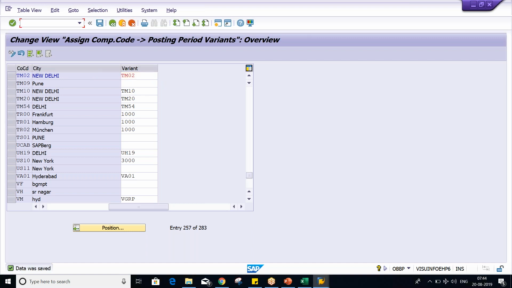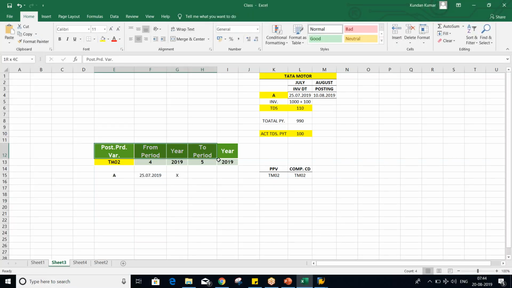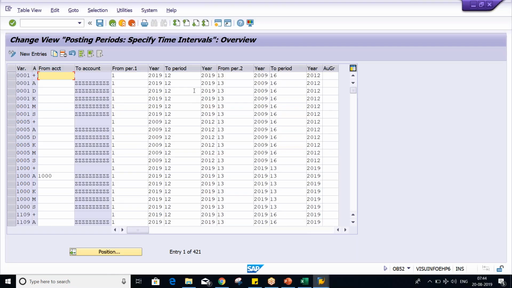Okay. So we'll do one thing. /NOB52. Press enter. And now here I have explained in the simplest way, right? Posting period variant, from period, year, to period, year. But if you have a look, guys, here the conditions are quite different, right? I will let you know, don't worry. Don't worry at all. It's quite easy. Nothing is there in that to understand.